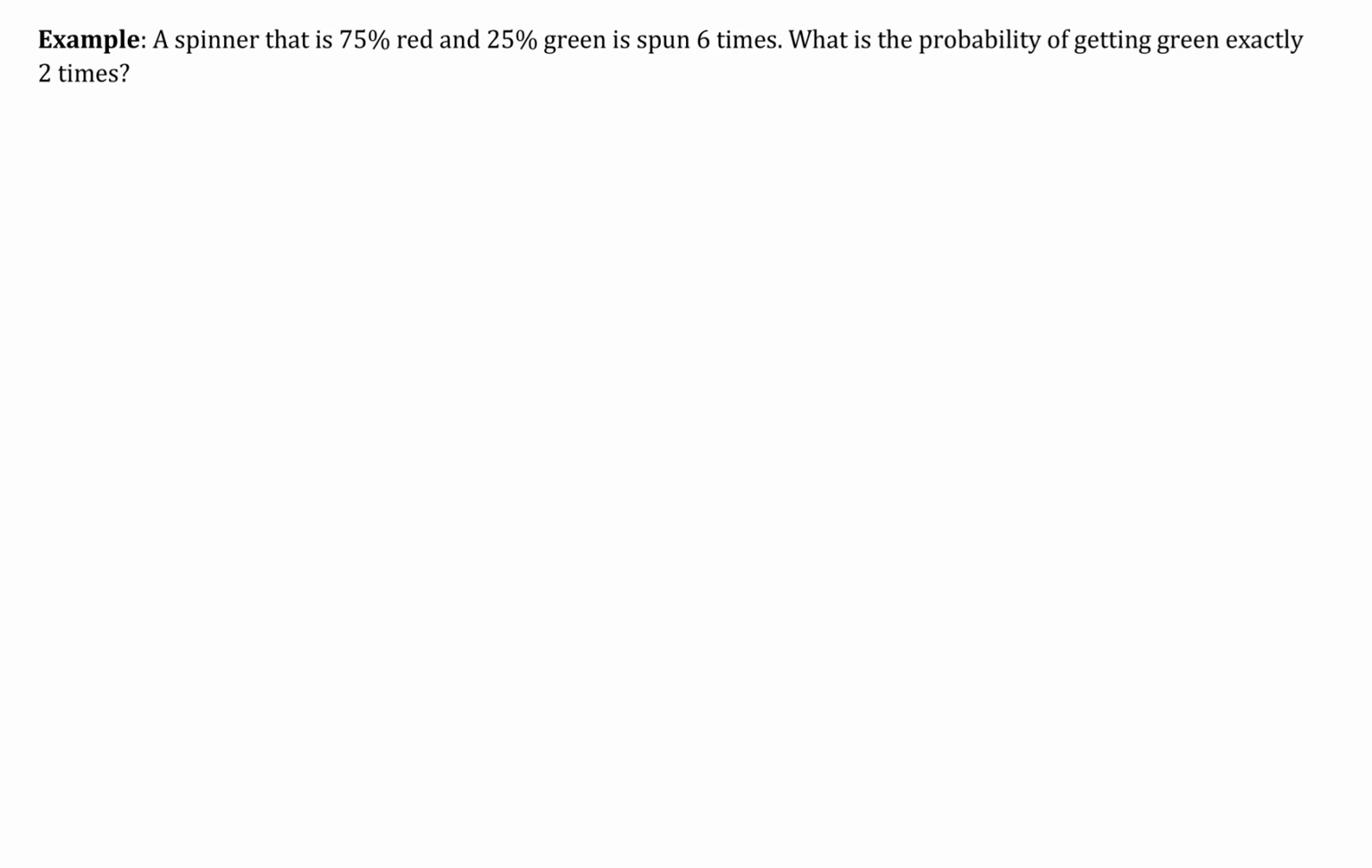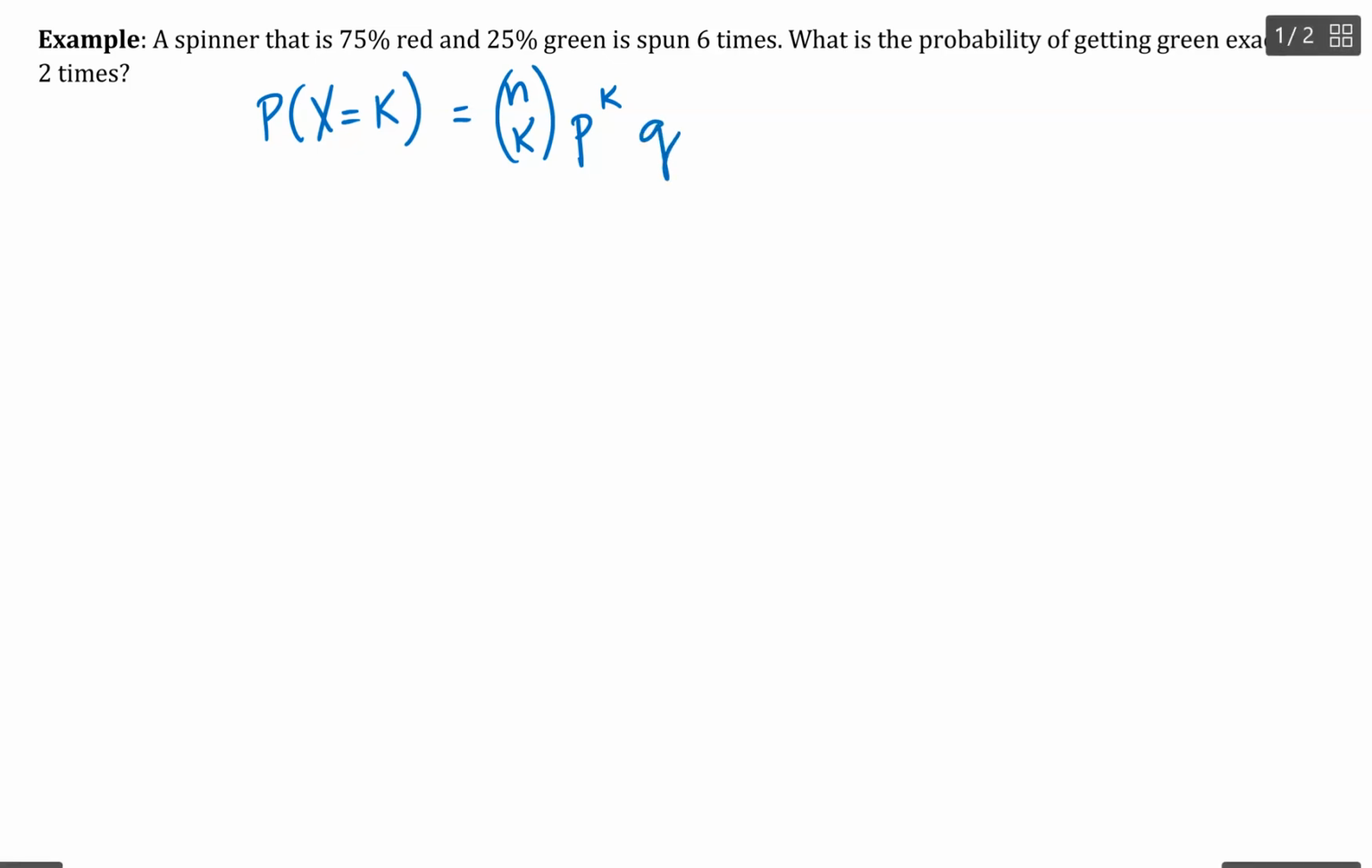So as a reminder, to calculate a binomial probability, where the probability that we are interested in is K, it is N choose K, where N is our number of trials, times P to the power of K, where P is our probability of success, times Q, where Q is 1 minus P, to the power of N minus K.